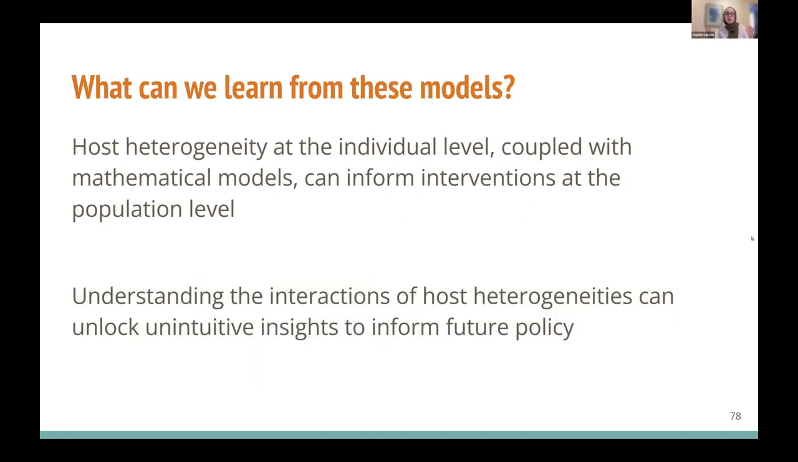And so, what can we learn from these models in general? Well, host heterogeneity at the individual level, coupled with mathematical models, can inform interventions at the population level. And understanding the interactions of host heterogeneities can help us unlock unintuitive insights to inform future policy. If we didn't do this modeling work, we might not have ever guessed that in certain populations, a bivalent might not actually be that much stronger than a monovalent at the population level. So we can have a lot of insights there.